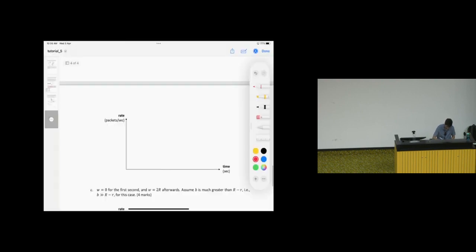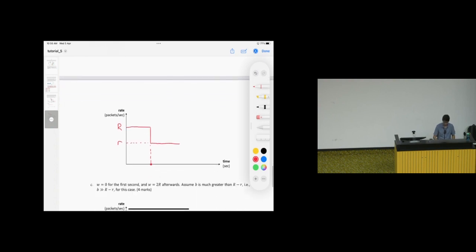So that means I can start sending out capital R tokens per second for a while. Then the bucket is emptied. I'm going to have to reduce to small r packets per second. And the moment it happens is when my leaky bucket is empty. So now let's calculate when that event in fact happens. Let's call that time t.